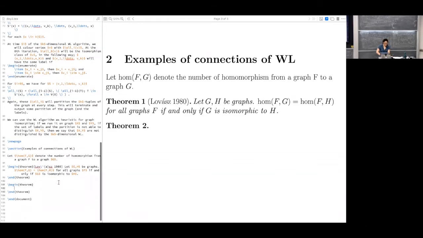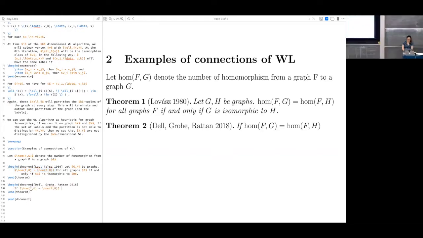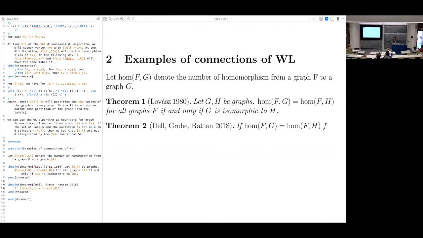Okay. So there is a theorem of Dell, Grohe, and Rattan, from 2018, which shows the following. If you have two graphs G and H, and the homomorphism counts agree, not for every F, but for all trees F, then color refinement, the first dimensional Weisfeiler-Lehman, does not distinguish G and H.